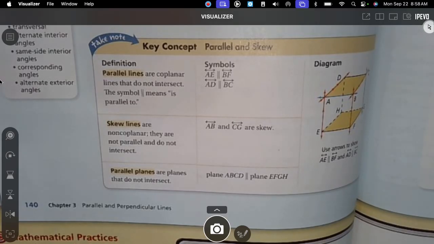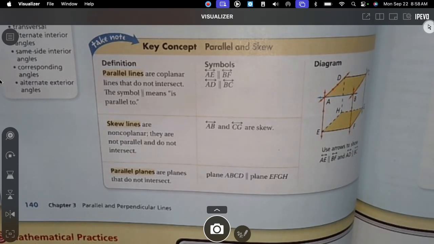So if you look at this figure, like AE and BF, they would never cross, would they? Those are going to be parallel lines. Does everybody understand that? And they're in the same plane. That's what coplanar means from chapter 1.